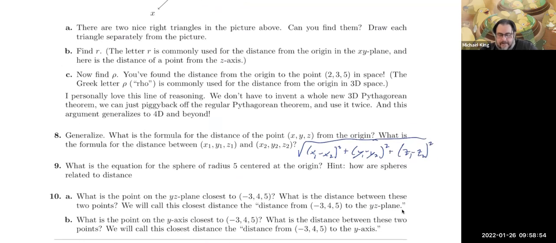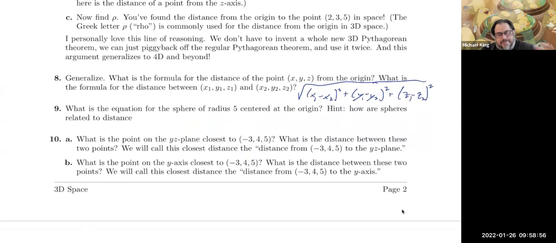Okay, right. And then the sphere is all points that are 5 units from the origin. So you can think about taking the distance formula, plugging in 0, 0, 0 for one point and X, Y, Z for the other point, and setting that equal to 5. So you get the square root of X squared plus Y squared plus Z squared equals 5, or if you square both sides, X squared plus Y squared plus Z squared equals 25.